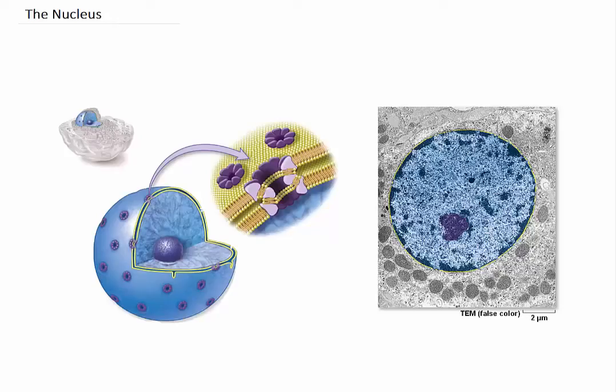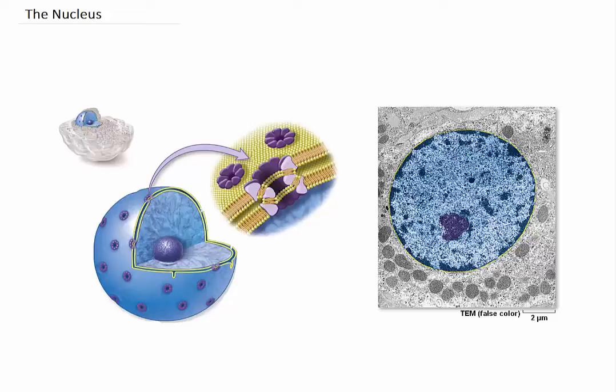The nucleus is the most prominent organelle in most eukaryotic cells. It's clearly visible when using compound light microscopes to view eukaryotic cells in class. I'm going to talk about the structure of the nucleus before explaining its function.